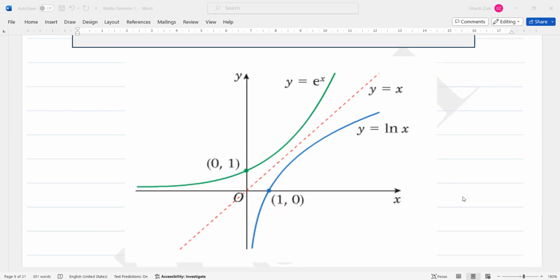First of all, let us revise how you can get the inverse function. For example, if f of x equals 3x minus 5, how can we get the inverse? We have 4 steps. First step, write f of x as y.